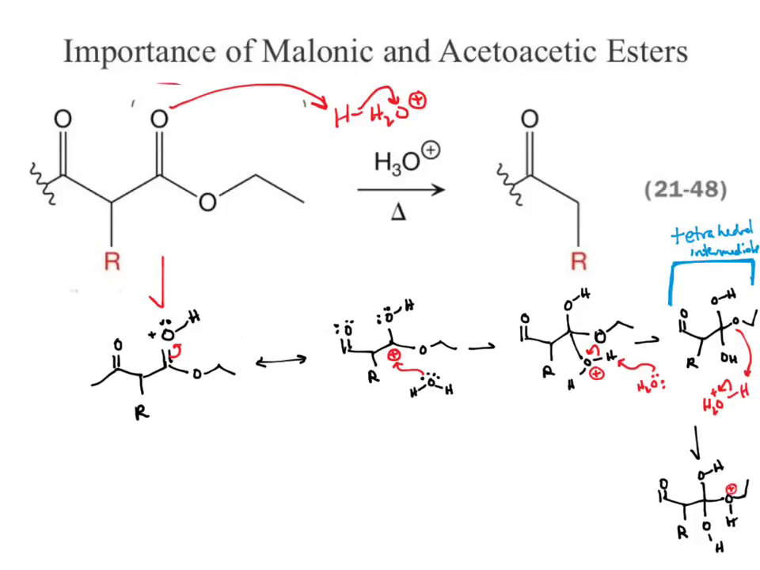Now what happens if our electrons crash back down? Now we have a good leaving group. At the end of all of that, almost at the end of all of that, we have this structure.